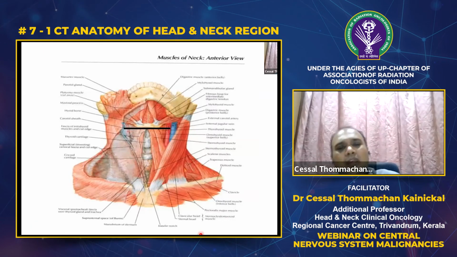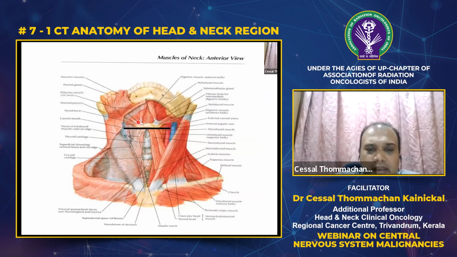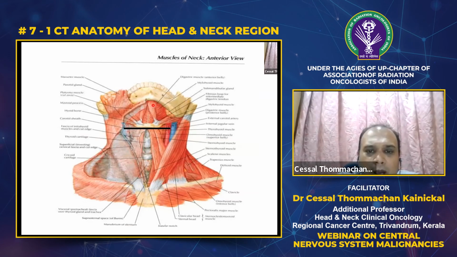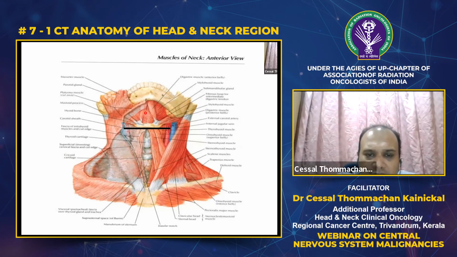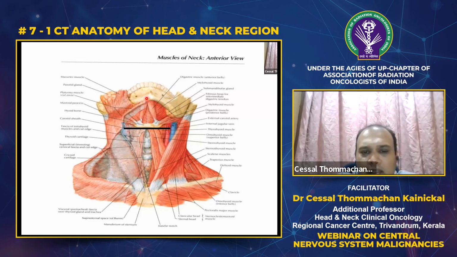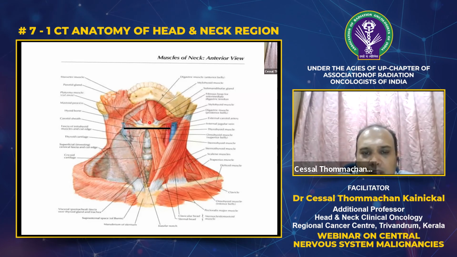So coming to the muscles of the neck in the anterior view. This is nothing but the anterior belly of the digastric. Between the two anterior bellies of the digastric, you have the 1A lymph node. This is the 1A. The 1A lymph node extends from the mandible to the hyoid between the two bellies of the digastric.